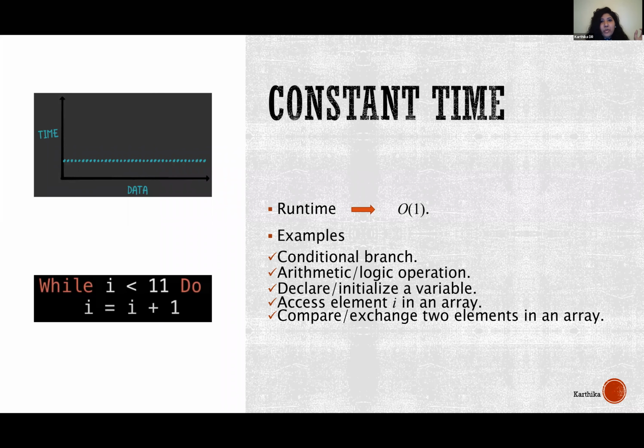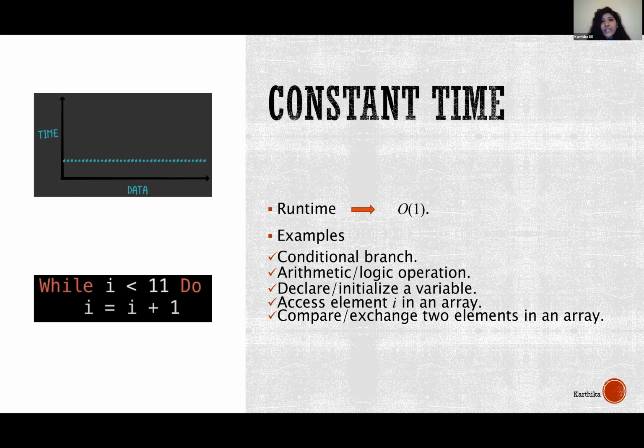Constant time complexity is a very efficient solution. It is represented as O of 1. It is simple: whenever we declare a variable, initialize a variable, access something, or do some operation within a for loop or while loop, that specific operation takes constant time. See here in the code snippet, you can see a while loop, but it doesn't mean that it's going to run n number of times.